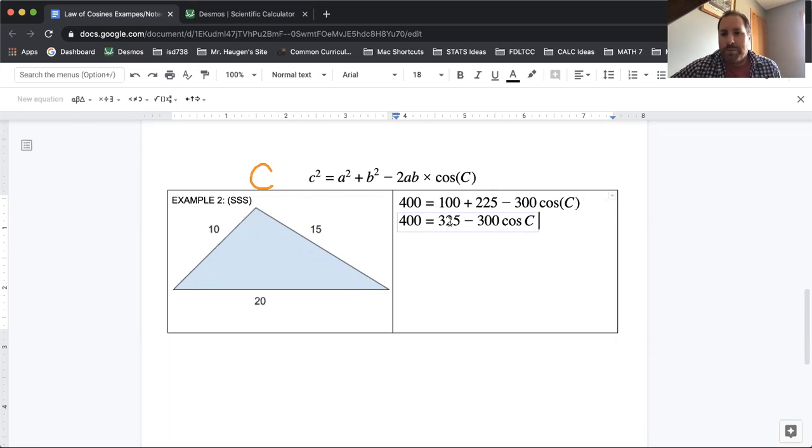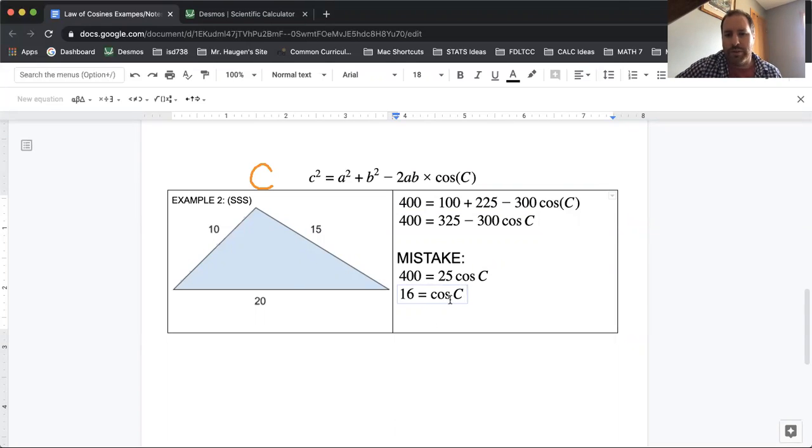Most people do just fine here, but there is one mistake that often happens, and I don't want you guys to make it. So I'm going to put this next one down, knowing full well that it is a mistake. What a lot of people do is say, we got 400 equals, well, I know 325 minus 300 is 25. So they put 25 cosine of C, and they divide by 25. 400 divided by 25 is 16.